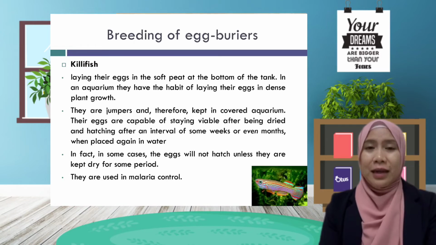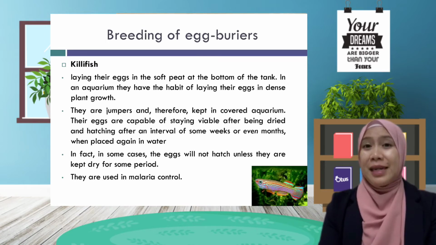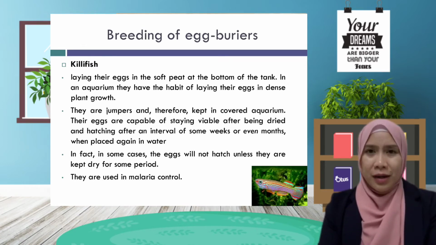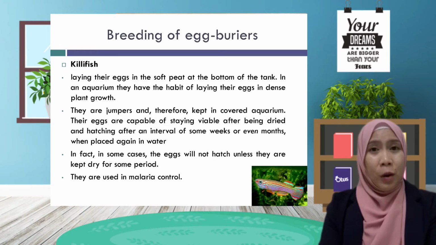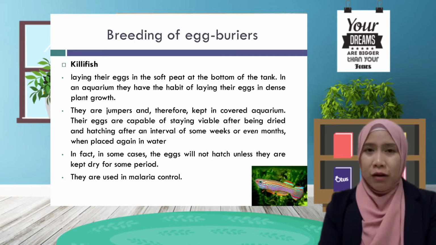Killifish lay their eggs in the soft peat at the bottom of the tank. In an aquarium, they have the habit of laying their eggs in dense plant growth. They are jumpers and therefore kept in a covered aquarium. Their eggs are capable of staying viable after being dried and hatching after an interval of some weeks or even months when placed again in water, a provision to tide over periods of drought when the pools dry up and the parents die, but the eggs remain fertile until the next rains.